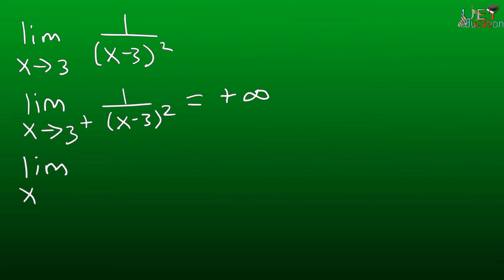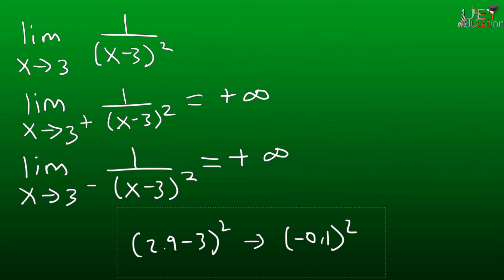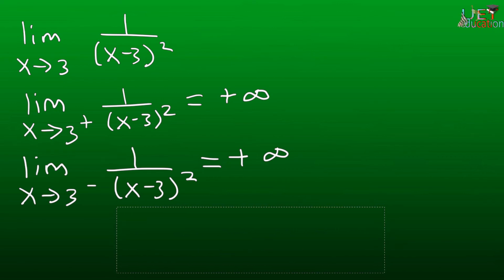Now what about 3 from the left? So let's say if we plugged in 2.9. 2.9 minus 3 is negative 0.1, but once you square it, it's going to be positive. So therefore, we could say that this is going to approach positive infinity. So if you plug in numbers like 2.9 or 2.99, it's going to be same as the other numbers. You're going to get 100 and 1,000 as well. So therefore, this limit approaches positive infinity.